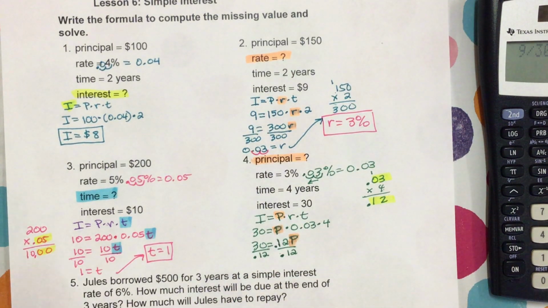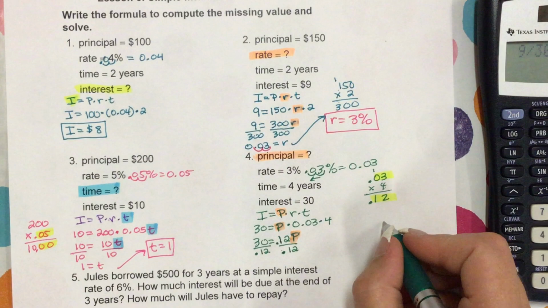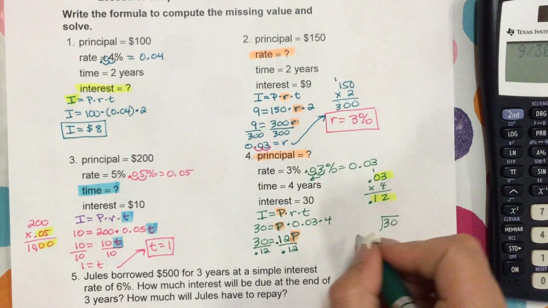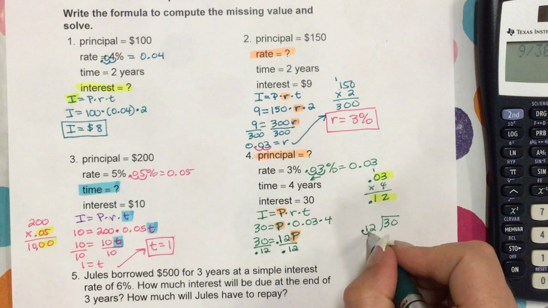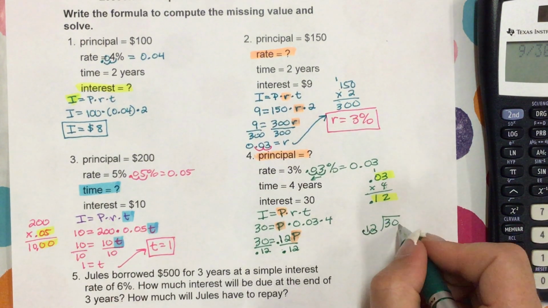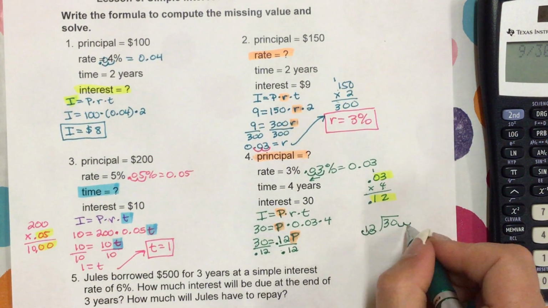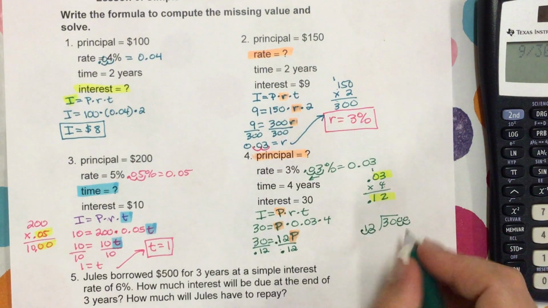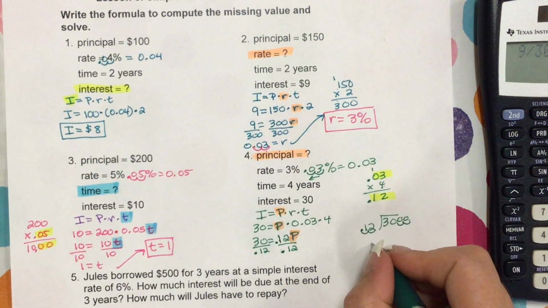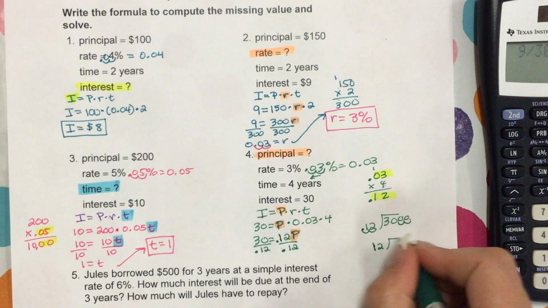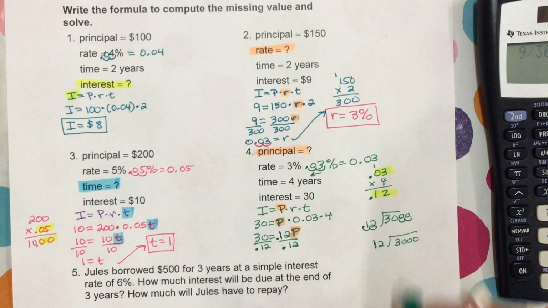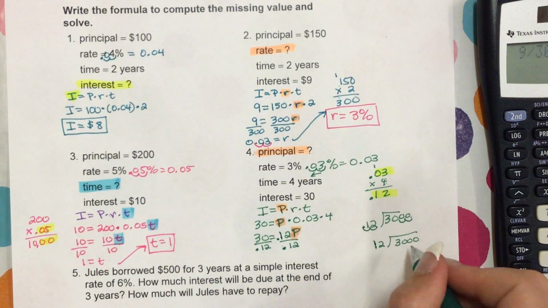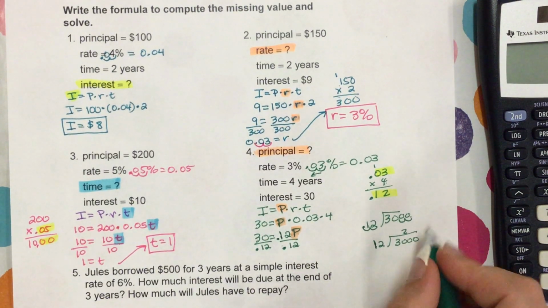All right. So on the side, I'm going to go 30 divided by 0.12. Now, when you're doing this, you can never divide by a decimal, so we have to change it. Move that decimal place over, and if we move it over twice here, we have to move it twice here. So this ends up being 3,000 divided by 12. Now, can 12 go into 3? No. Can 12 go into 30? Yes, it can go in 2 times.